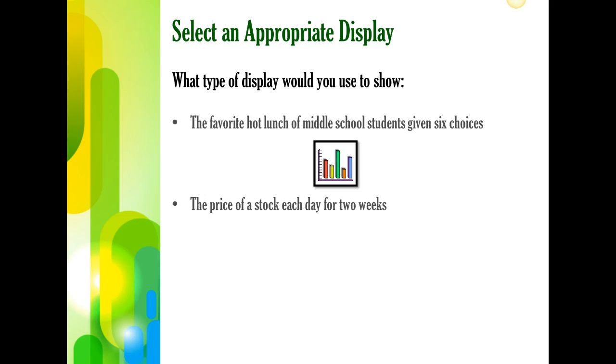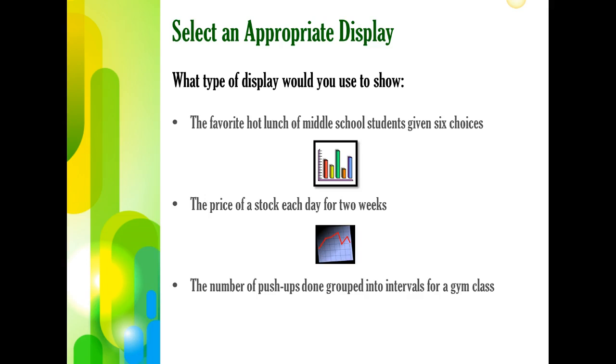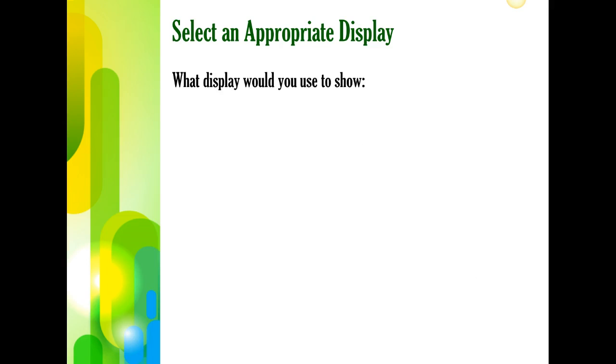If we want to show the change of data over time, we will use a line graph. What if we wanted to show the number of push-ups done grouped into intervals for a gym class? Since the data is being grouped into intervals, that is the clue or keyword we look for to identify a histogram. What display would you use to show the median age of golfers on the PGA Tour?